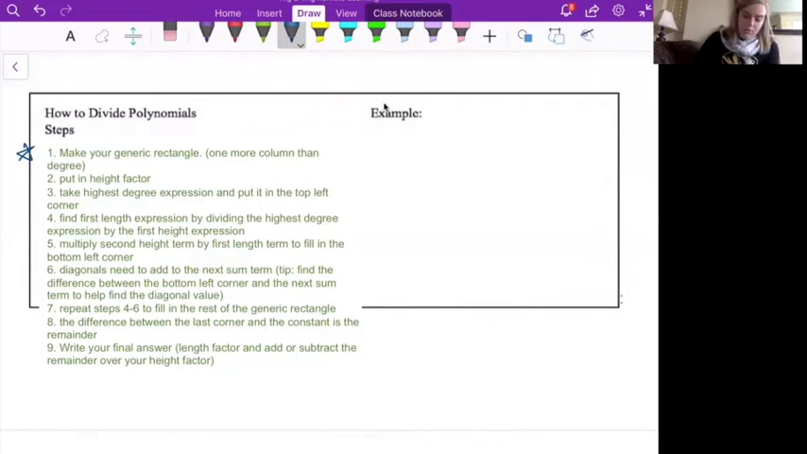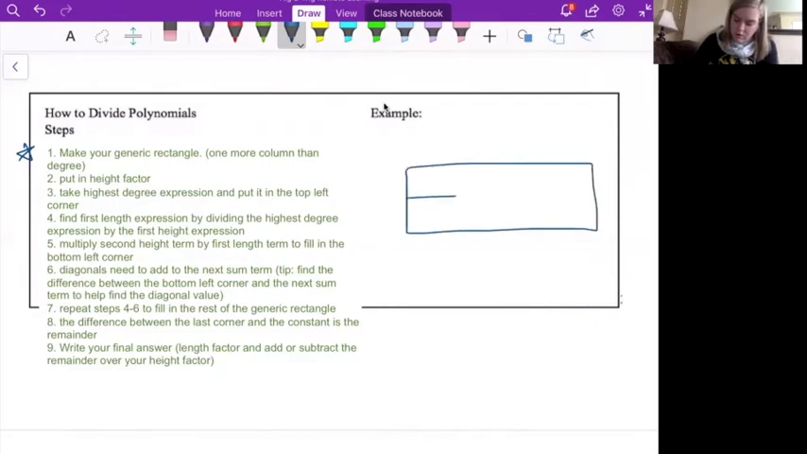So then to make our generic rectangle, because we have x cubed, I want to have 4 columns. So whenever I make my rectangle, I'm going to have 2 rows and 1, 2, 3, 4 columns. Okay, so then we put our height factor in. And so that was our 2x plus 5. And then we put our highest degree of the expression in the top left corner. So that was our 6x cubed.